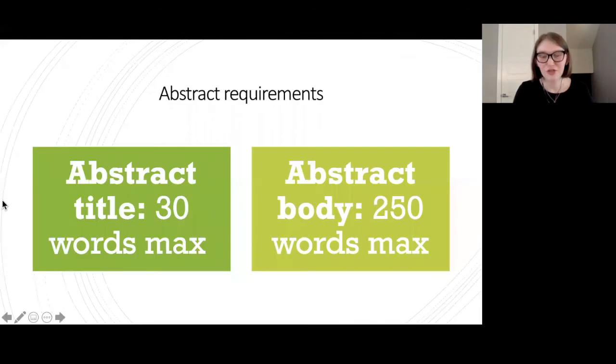So the abstract requirements for the Undergraduate Research Symposium are that you need a title that's maximum 30 words, and you also need an abstract body, which is maximum 250 words, which is not a lot of words. And so we're going to talk about today how to be precise and concise in your abstract writing and how to communicate your research and your ideas in the most accessible way and in a concise way.